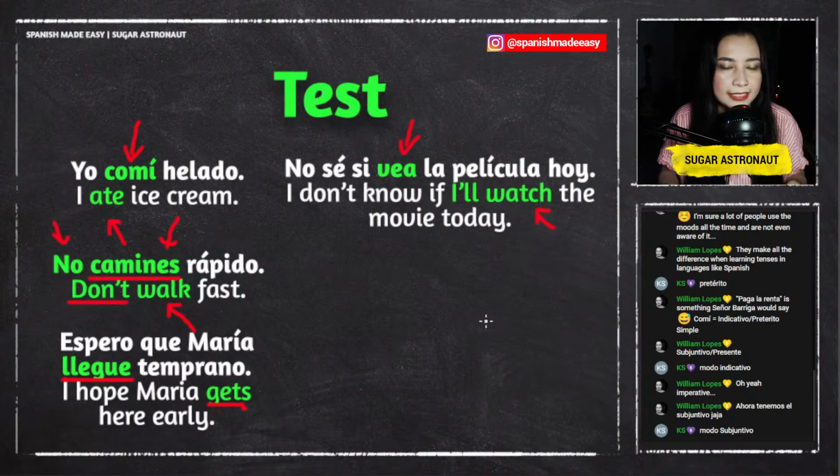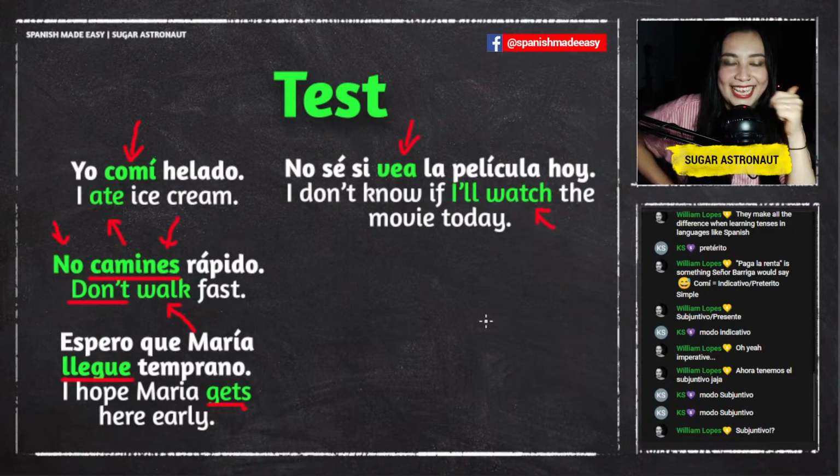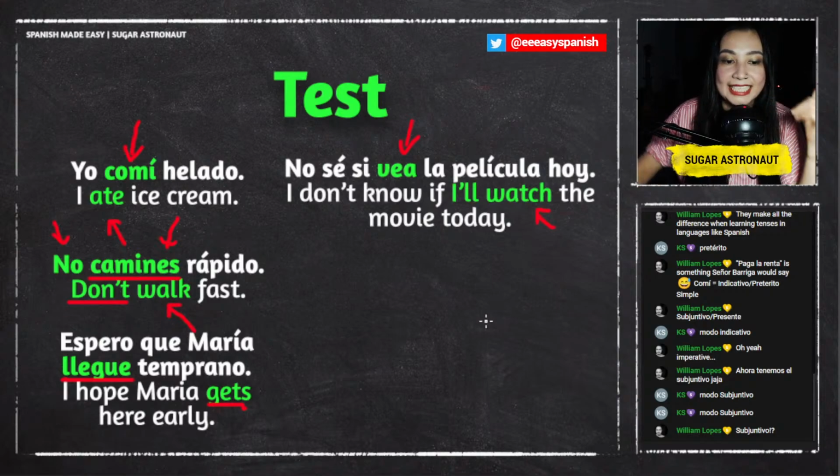Is this a fact? Is this the unknown? Or is this a command? What is it, guys? I know already what it is. Okay. So KS is saying modo subjuntivo, and that's correct. Modo subjuntivo. Yes, it is in the subjunctive mood. Subjunctive mood. That's a difficult word to pronounce. And it's in present tense as well.